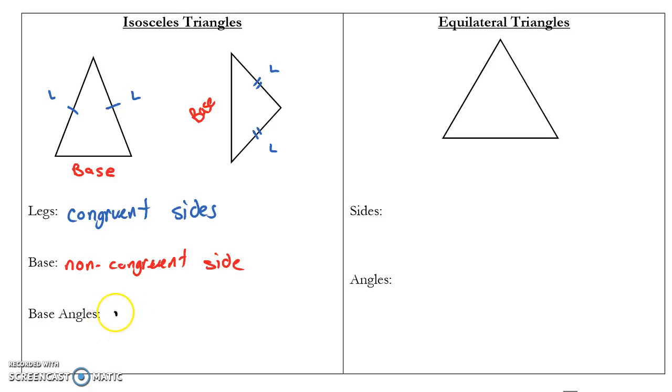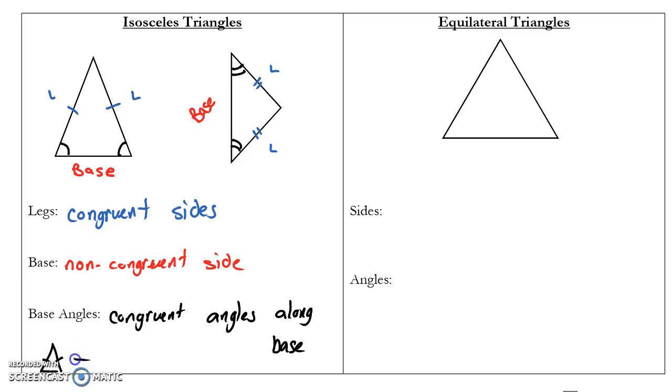So they are the congruent angles along the base. In diagram 1, that's these two angles. In diagram 2, I can mark these two. Also recognize, notice, the congruent sides and congruent angles are always opposite. We can say in shorthand, that's isosceles. We can also conclude that my base angles are congruent.